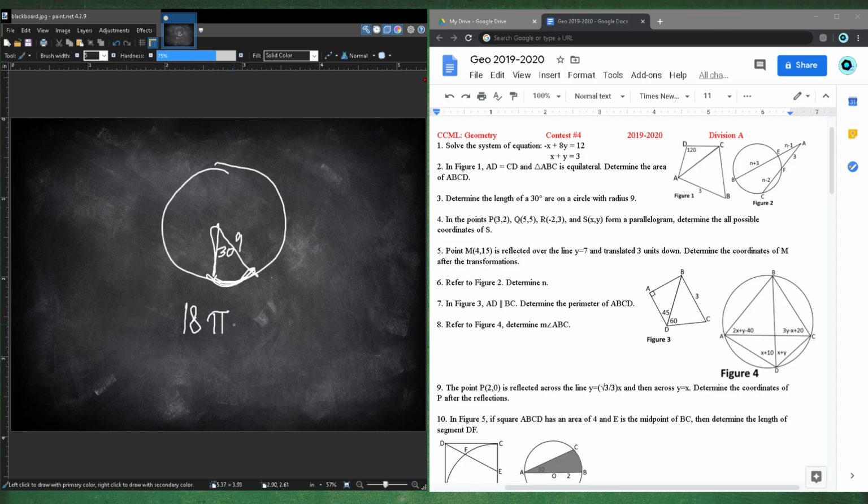So 18 pi. So that's our perimeter. So this one is 360 all around. Since this is 30, that means using proportions, we use 30 out of 360. Should get us our entire one.